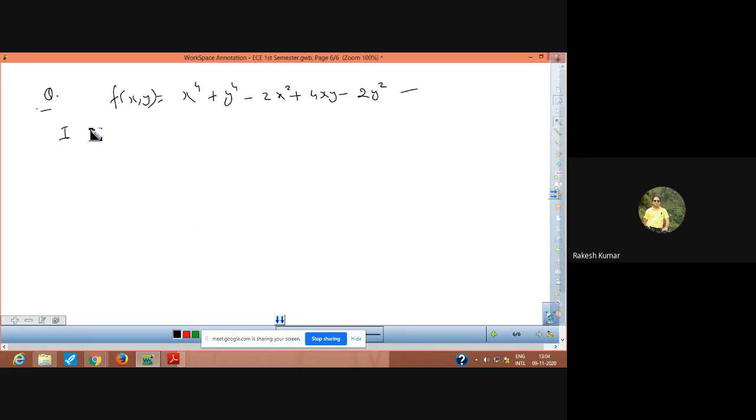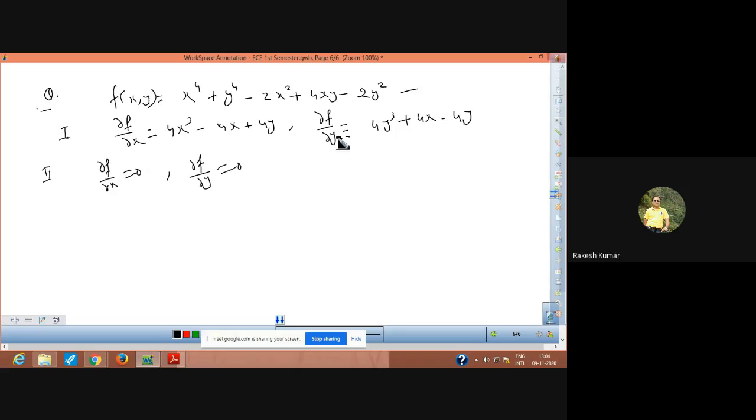We know that the first step is you need to find out the partial order derivatives with respect to x, that is 4x cubed minus 4x plus 4y. And similarly, we can find out the partial order derivative with respect to y, that is 4y cubed plus 4x minus 4y. So this is our first step. And the second step is put these derivatives equal to 0 for finding out the stationary points.